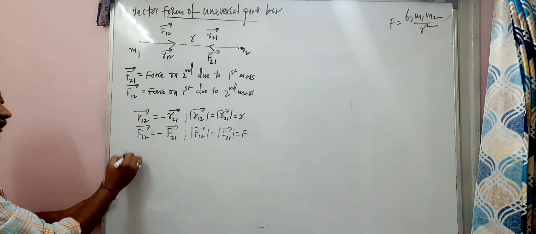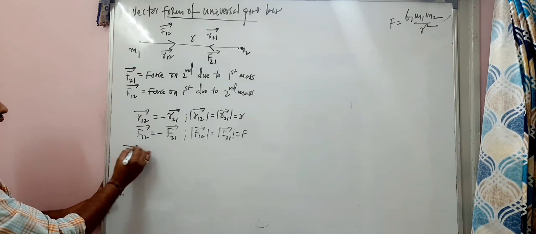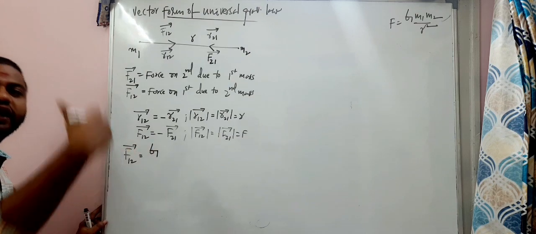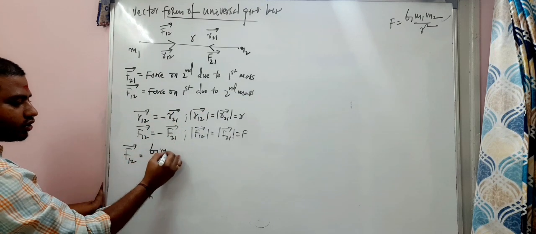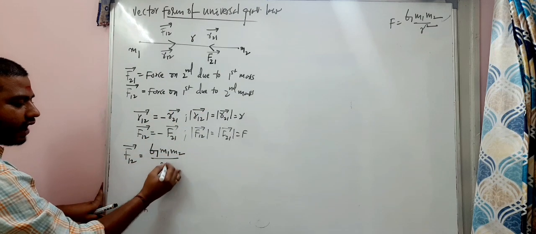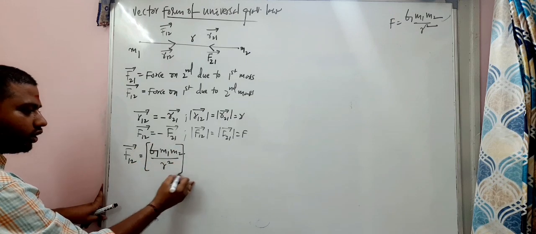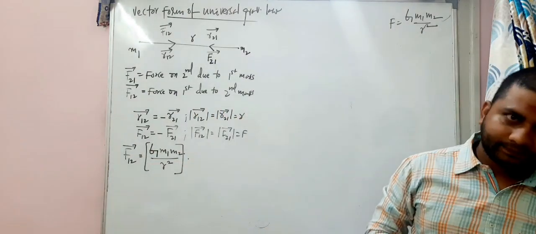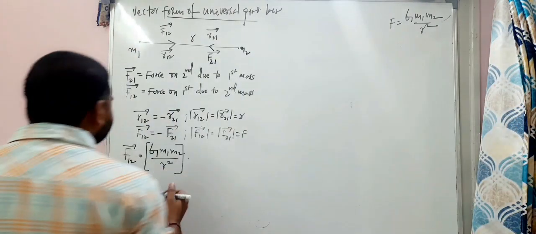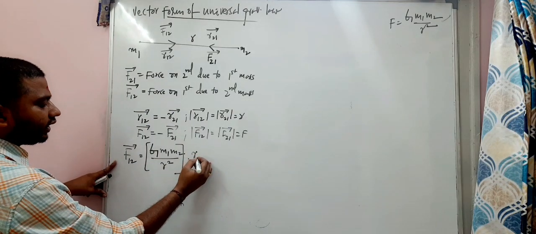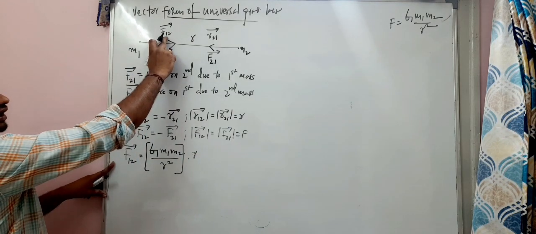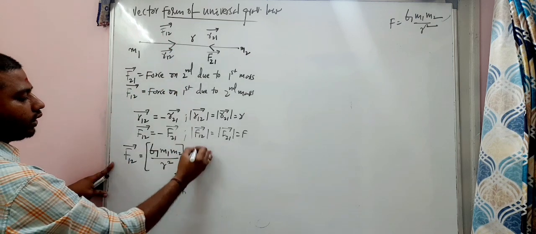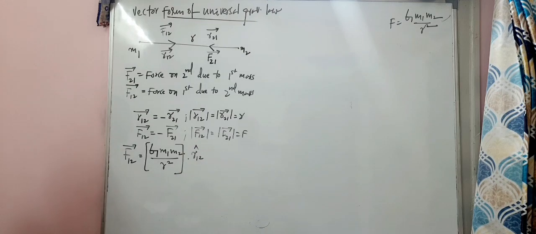F12 bar is equal to magnitude times direction. A vector has a magnitude and a direction. First the magnitude: G m1 m2 by r square. The direction is represented by a unit vector. Look here: the unit vector along F12 is along R12 bar. That's a vector, and its unit vector is R12 cap.